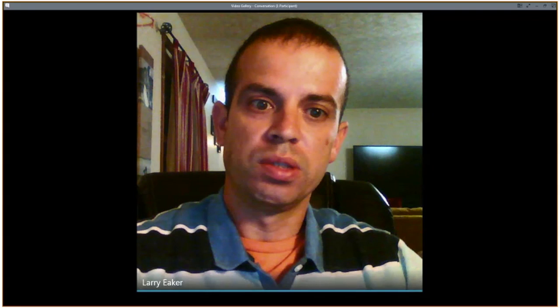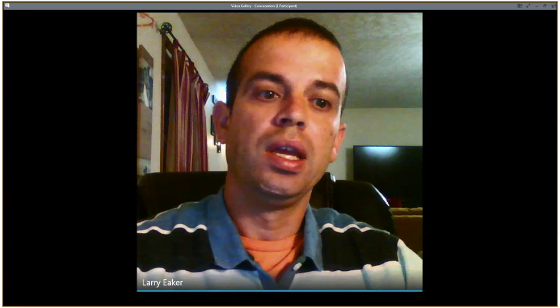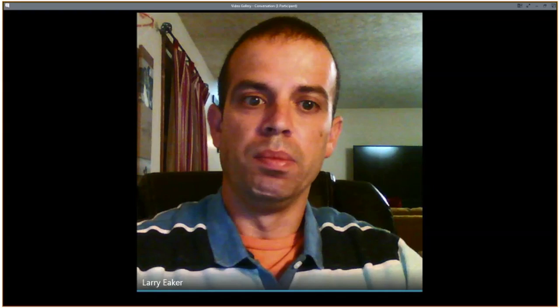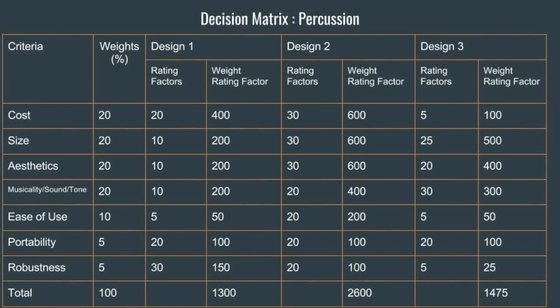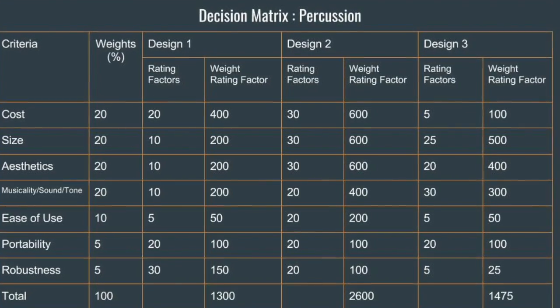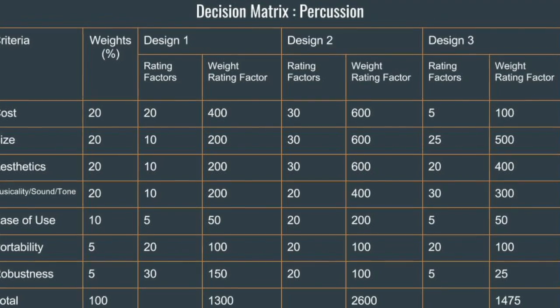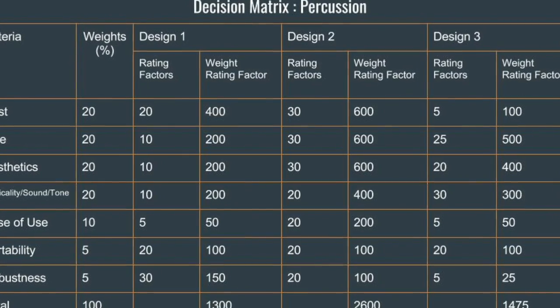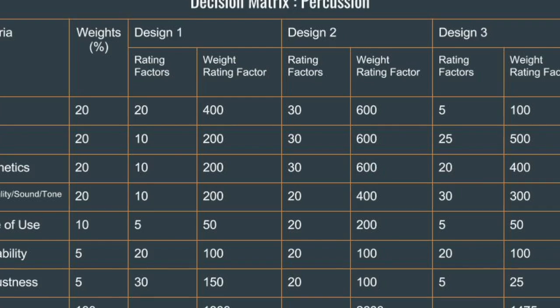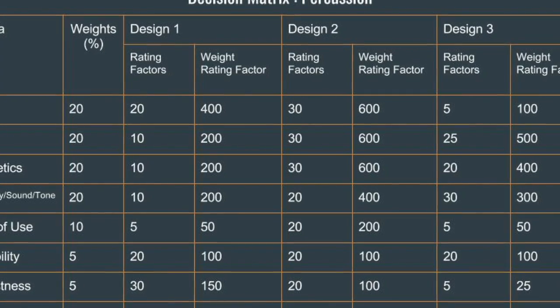The first one was small cups and buckets, the second was a cantilevered bar, which I turned into the kalimba, and a synthesized instrument. Using a decision matrix, we came to the conclusion that design 2 best fit all of the criteria of cost, size, aesthetics, music, ease of use, portability, and robustness.